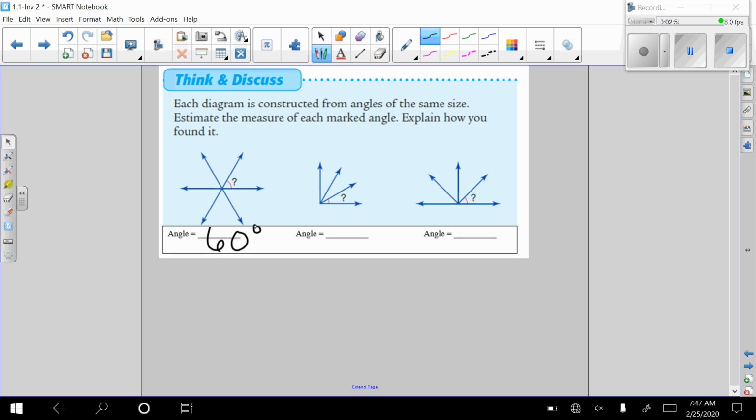For the next one, it looks like we're forming a right angle. Well, we know a right angle is 90 degrees. It looks like it's broken into 3 angles altogether. Here they are, 1, 2, 3. We want to find one of them, so it's about 30 degrees. And for the last one, it's a line, which we know is 180 degrees, broken into 4 angles. If we take that and divide it by 4, we find out that each one is 45 degrees.